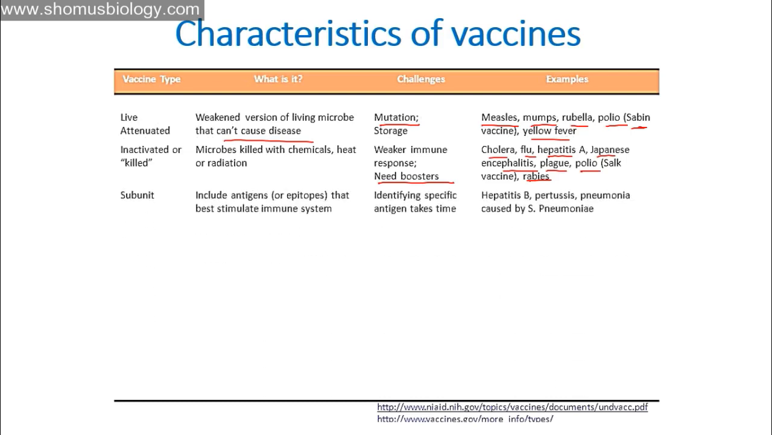Third type, subunit vaccines, which include antigens that best stimulate our immune system. Sometimes you also need to use adjuvants to induce a response. The challenge is that identifying a specific antigen from a whole microorganism takes time and research, so development of these vaccines is expensive and time consuming. Examples: hepatitis B, pertussis, and pneumonia caused by Streptococcus pneumoniae.